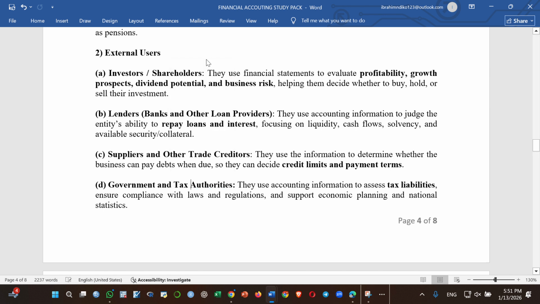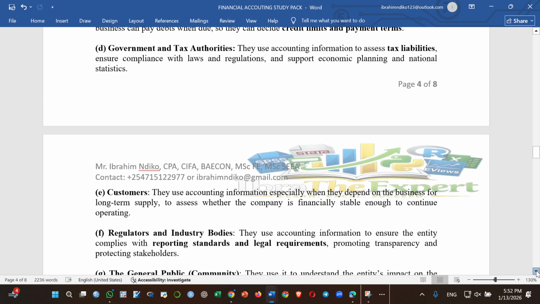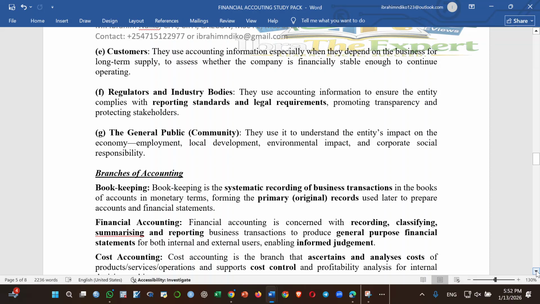So the government or the tax authority would want to see the accounting information of that company in order to assess the amount of tax liability, or if the company is complying with the tax laws and regulations. And mostly this is for tax payment and assessment. Customers. Why would customers want this information?